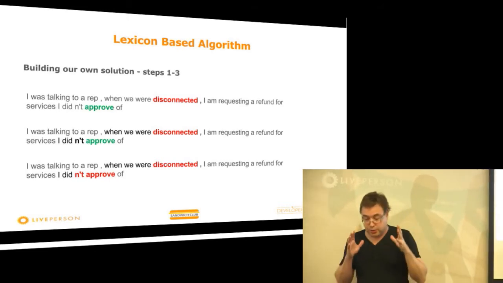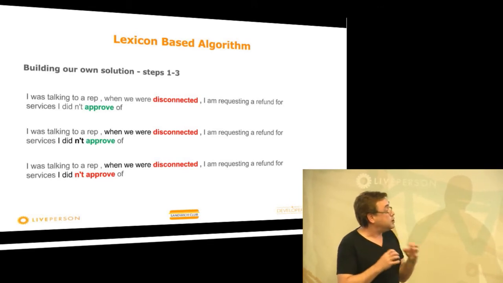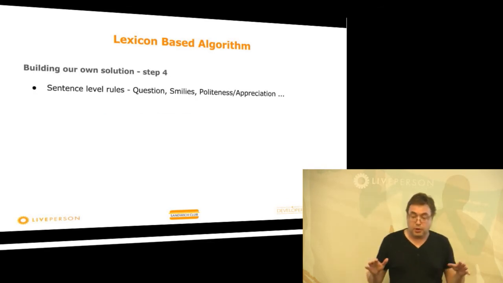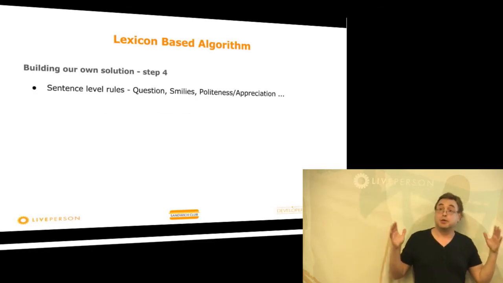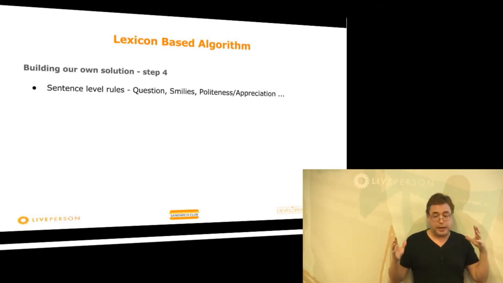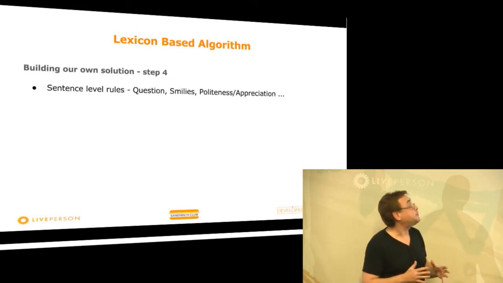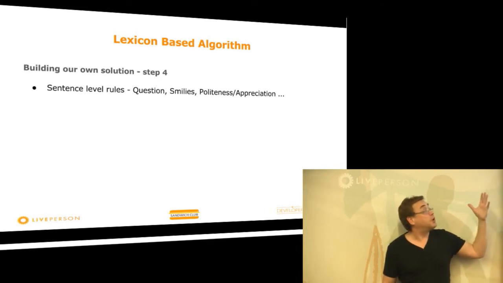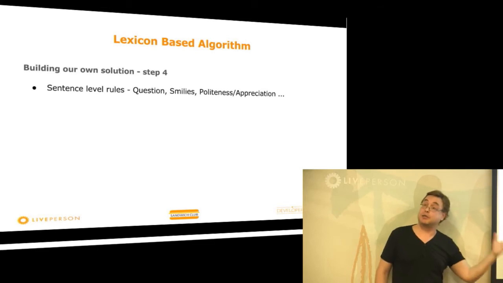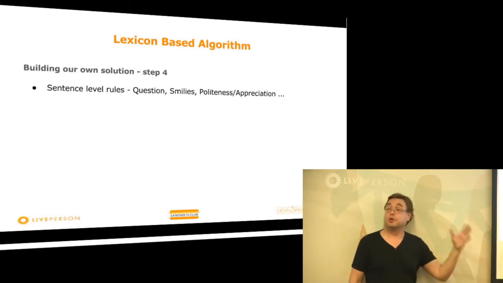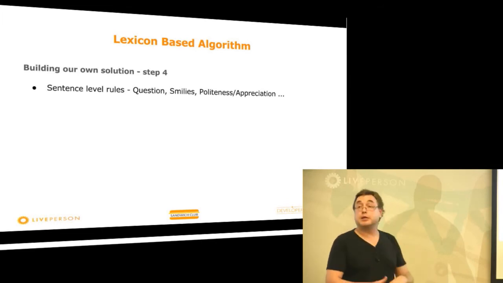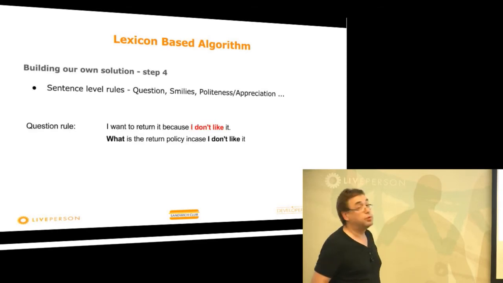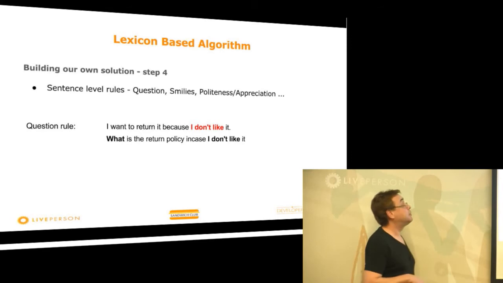So this sentence has two indications for negative sentiment in it. That's not all. The next step is to consider the sentence as a whole. And here we take into account the special features of the sentence, like whether it is a question versus a statement, whether it contains smileys, whether it is polite or rude, whether it contains extensive punctuation or not. So here are two examples of what we call a sentence level rule.